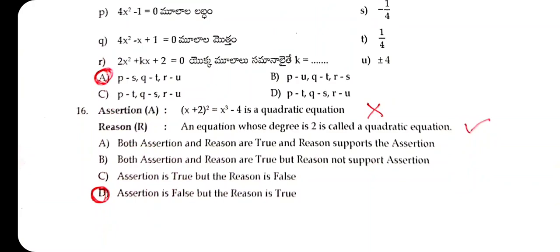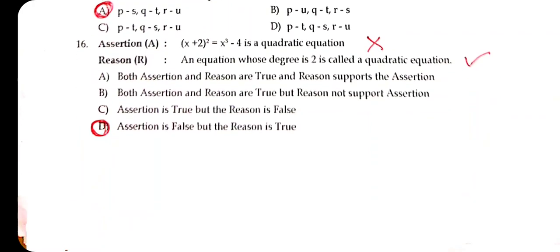Next, x plus 2 whole squared is equal to x cubed minus 4 is a quadratic equation. See here, cube is there, it is not a quadratic equation. First one is wrong. An equation whose degree is 2 is called a quadratic equation. Yes, it is correct. So assertion is false, but reason is correct.